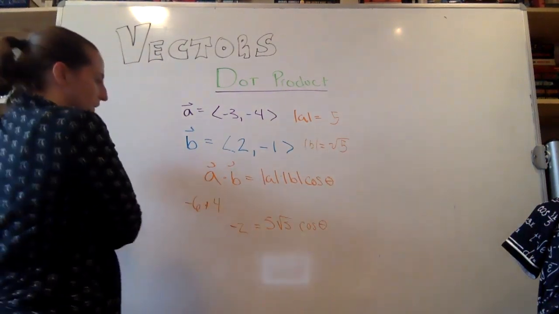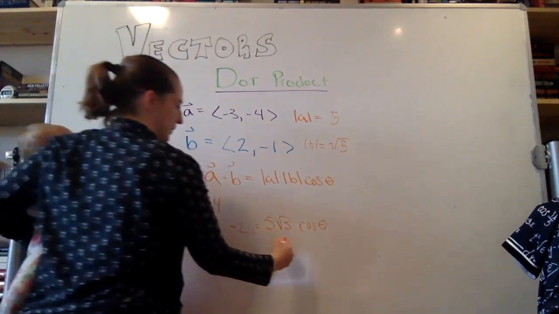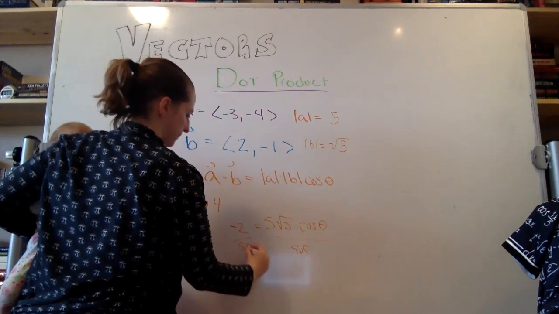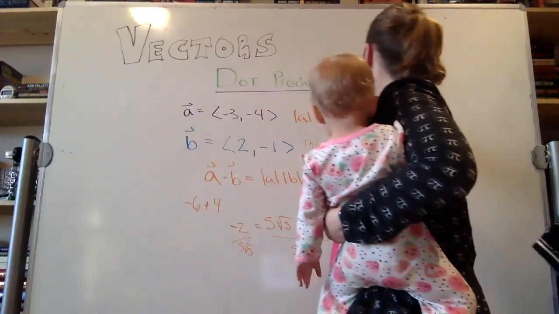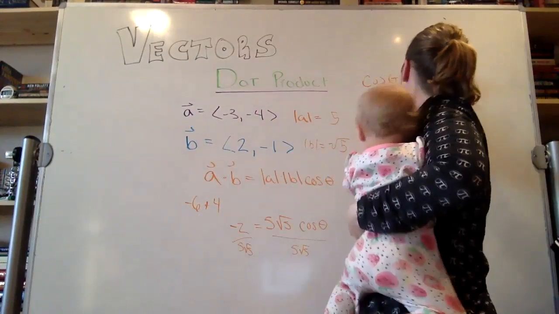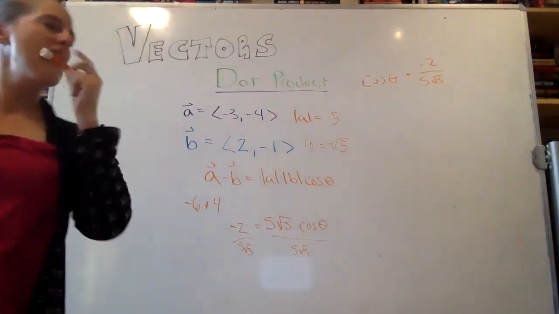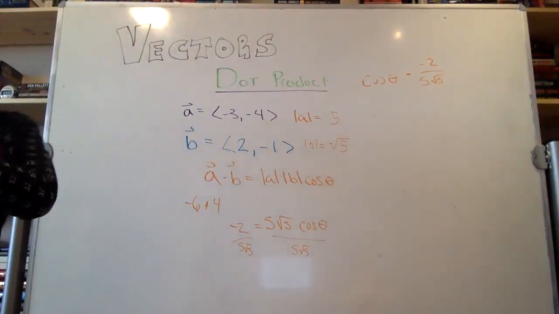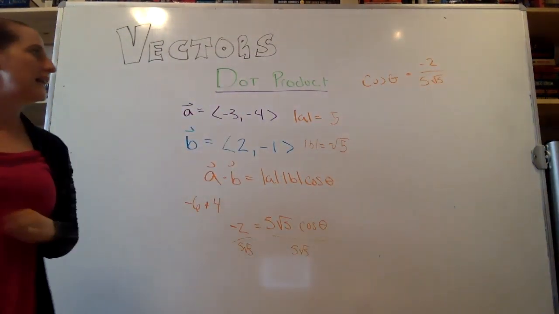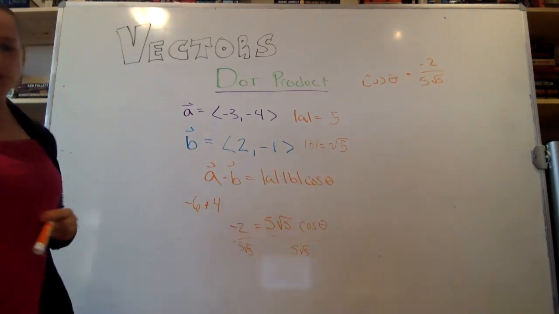Now can we solve this for cosine of theta? Sure. I'm going to divide both sides by 5 square root of 5. That gives me that cosine of theta is equal to -2 over 5 square root of 5. Now to solve for theta, I'm just going to do inverse cosine. So I'm going to calculate inverse cosine of -2 over 5 square root of 5.